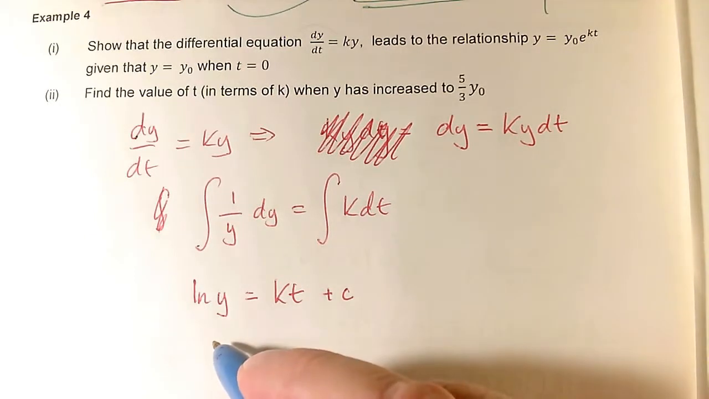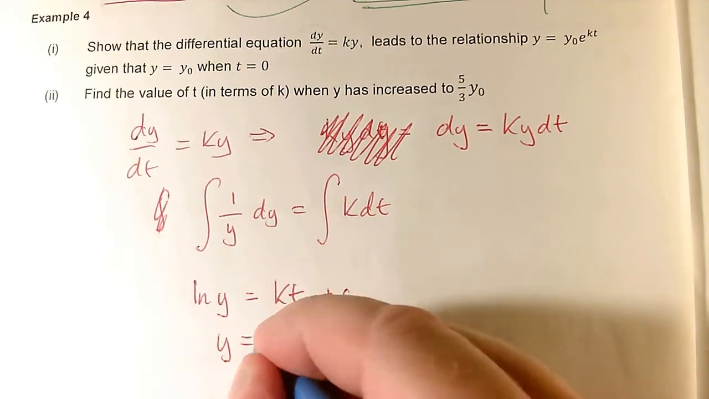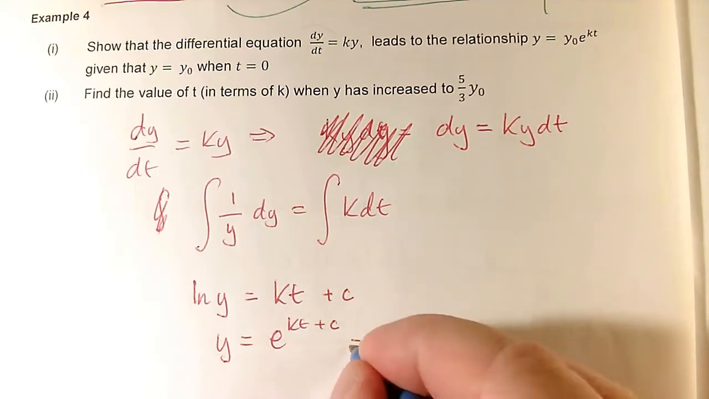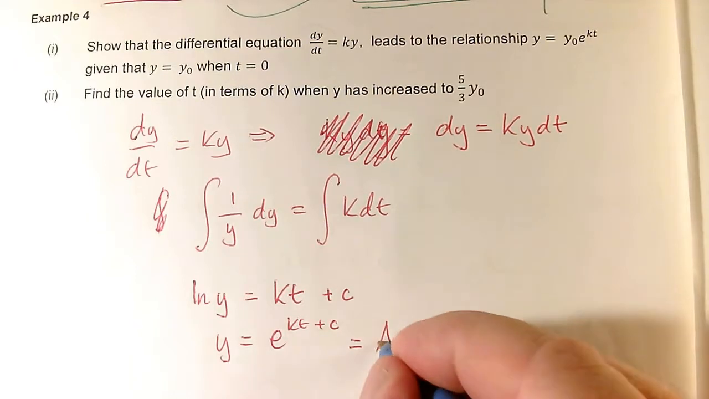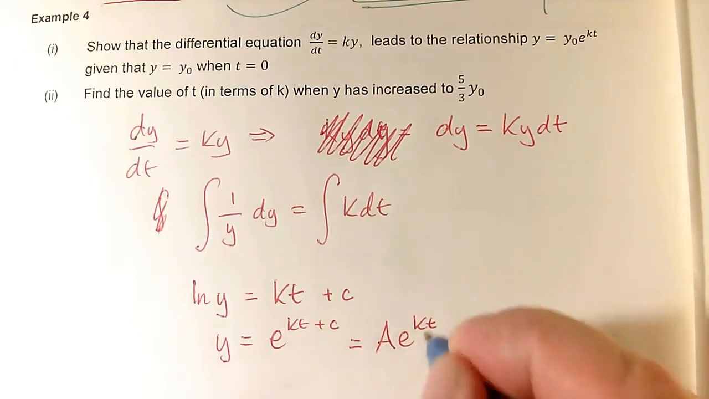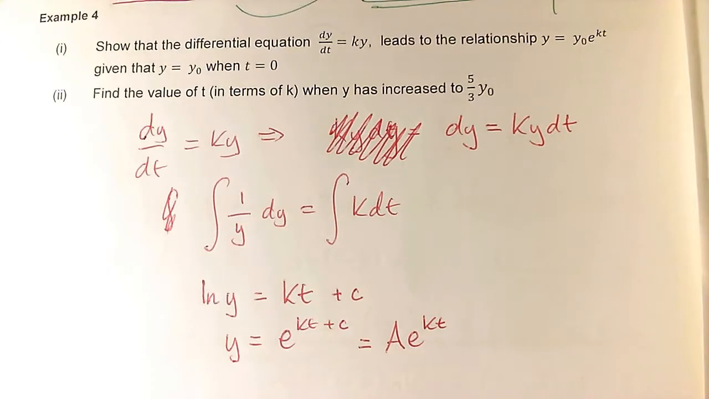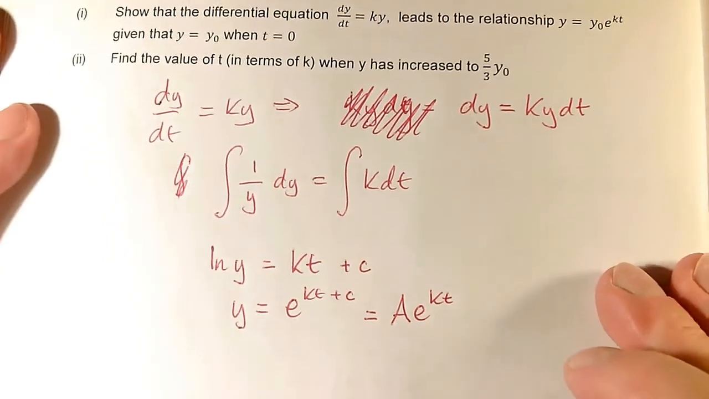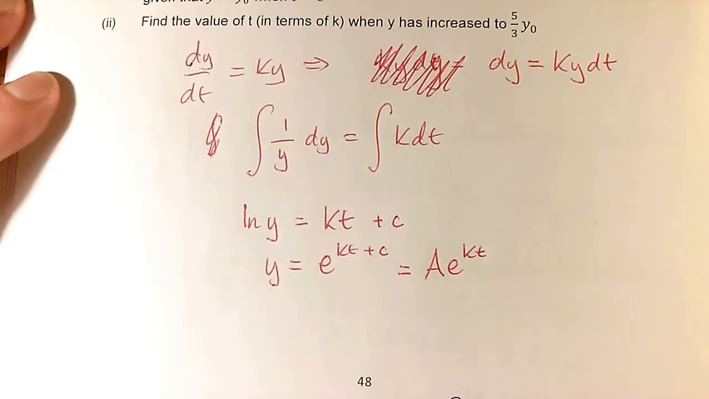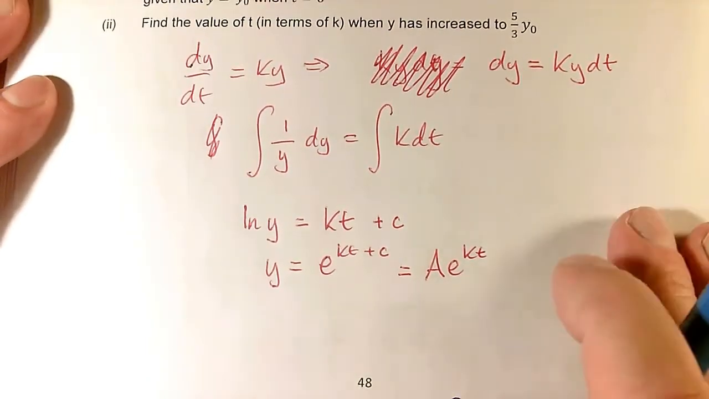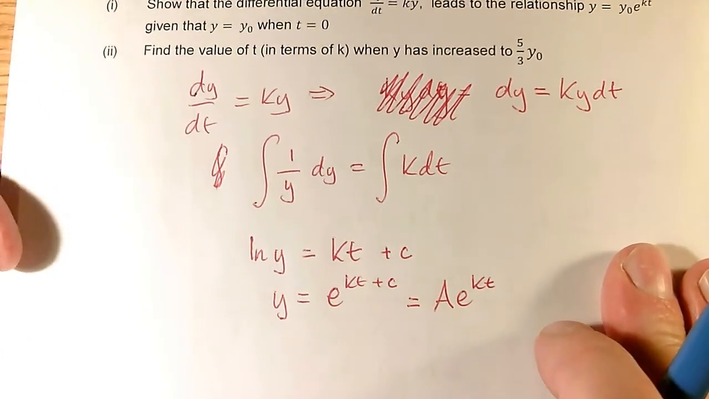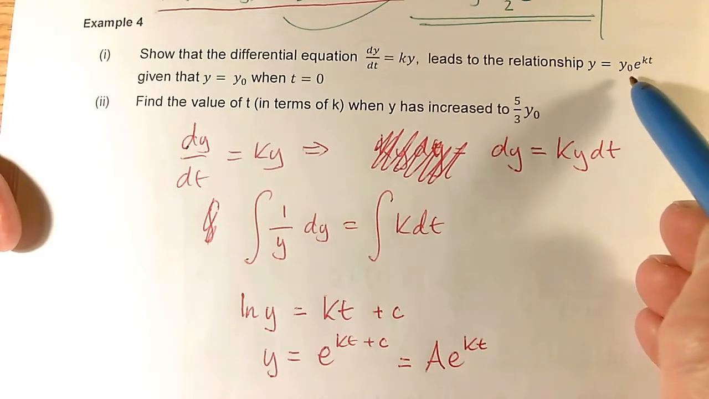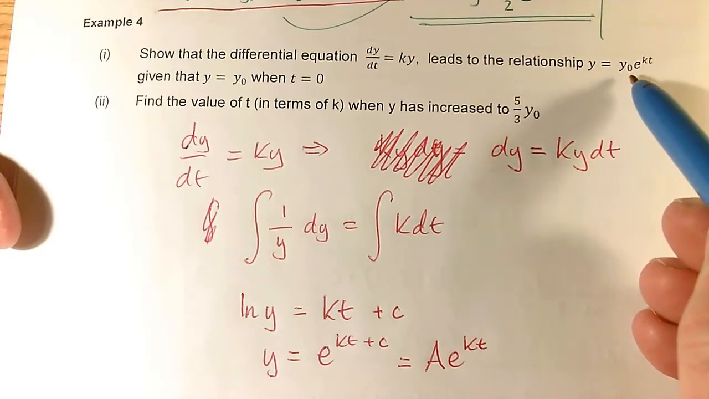Now I can make the ln go away, so y equals e to the power of kt plus c, but I know that the plus c additive constant becomes an a e to the power of kt. I'm not even going to prove that, and if you're confident doing that, that's fine. If you want to go back to the earlier videos, you can see the detailed explanation of why that works. Now I've got to get the required thing. I'm supposed to be getting y equals y naught e to the kt. So where does this y naught come from?